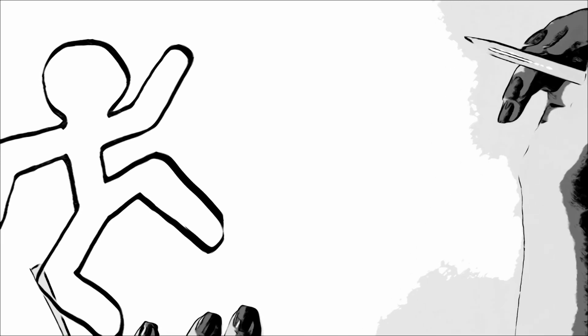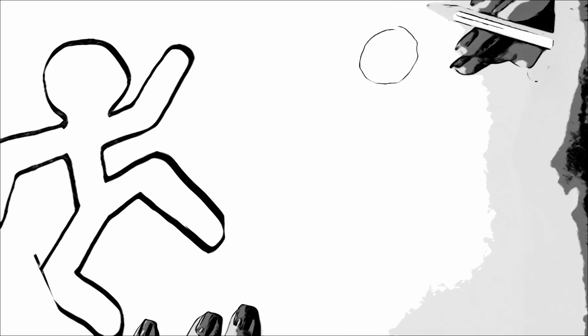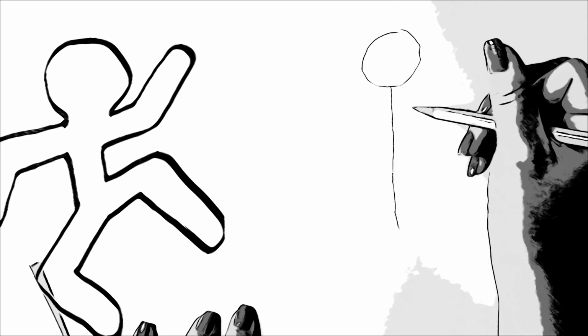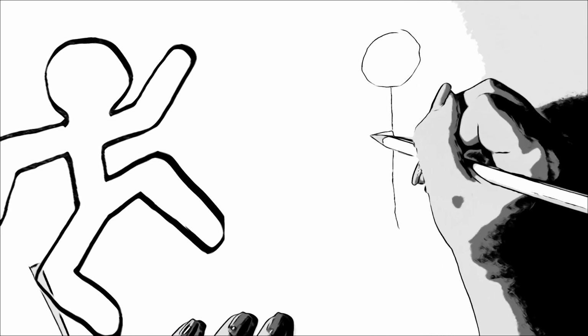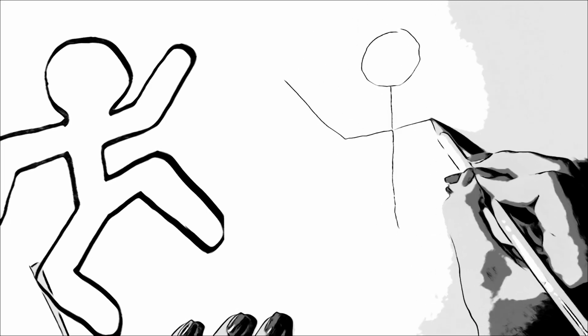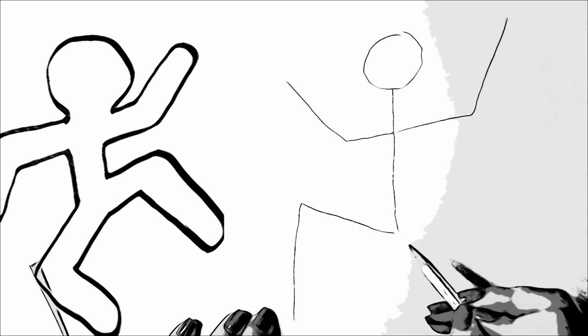If you decide to add more than one figure, make sure you leave space. To add another figure, repeat the steps from above. Start with a circle for the head, a line for the body. For the arms and legs, add 2 sections each, going in different directions.